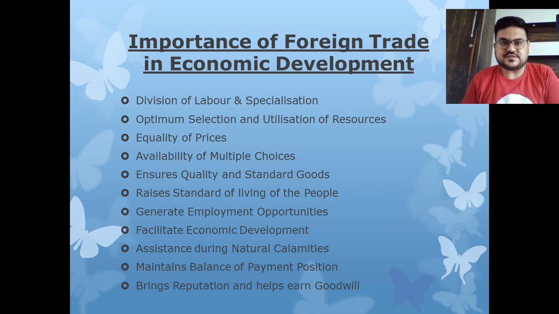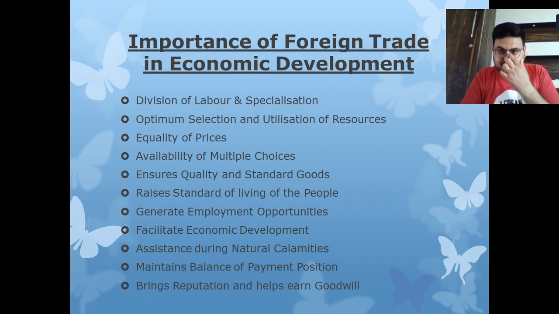There are multiple choices. If we allow foreign trade, someone to come here in India and do business, we'll open the options of multiple choices. There'll be so many choices here. We'll get so much quality. We'll be able to maintain the standards of goods. Good quality goods will be coming in here in India. Standard of living can be raised. We can generate more employment opportunities, say, with foreign companies. We are trading inside, outside. Economic growth and development is also possible. We can grow economically, we can grow money, we can grow a lot of things.